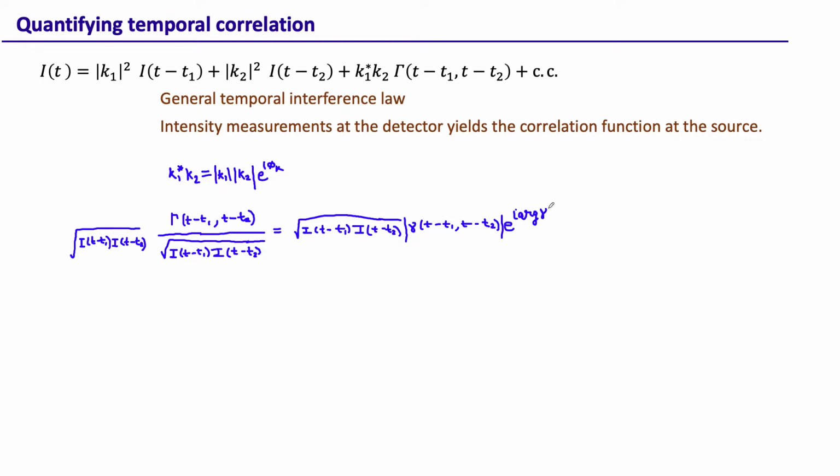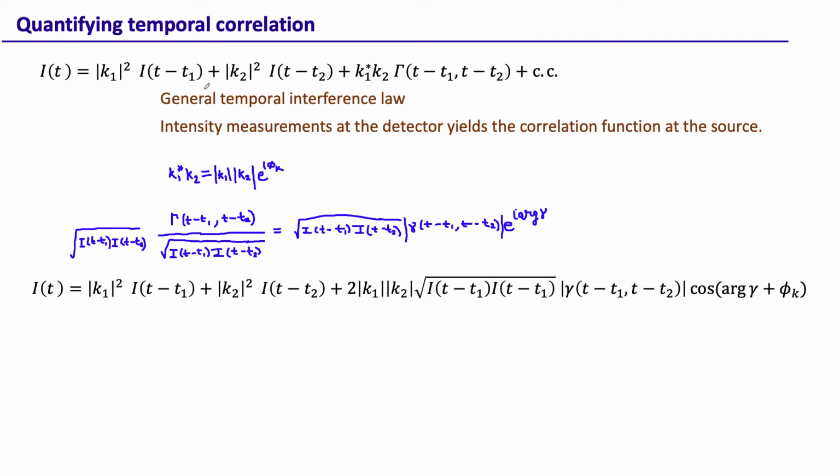So if we write it in this manner, then we can write this interference as first term, second term, and this term where I am writing k1 k2 times the cross correlation function in terms of the degree of coherence. If we combine this with the complex conjugate part, we have the cosine of argument of gamma plus phi k. So this is how we can rewrite this one.